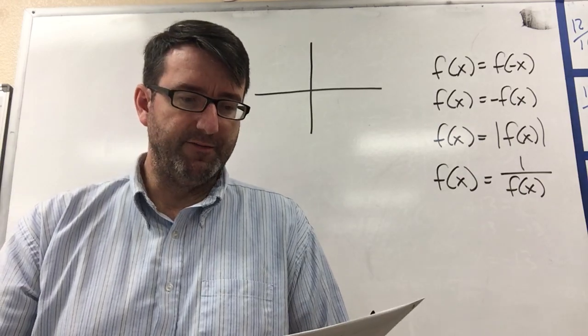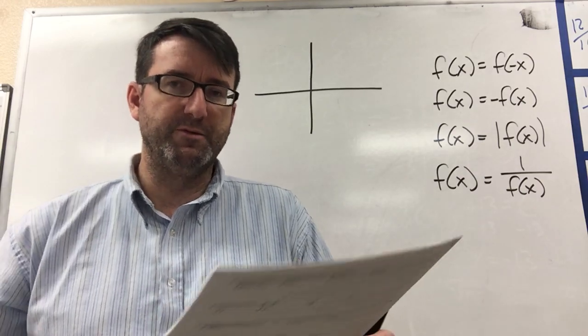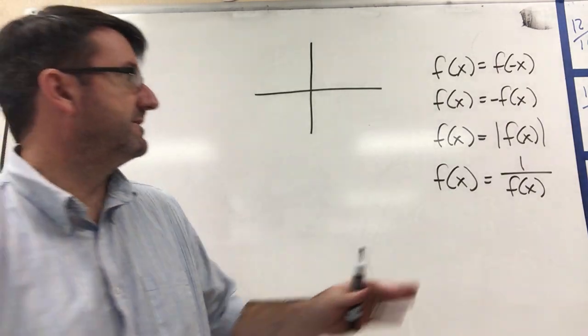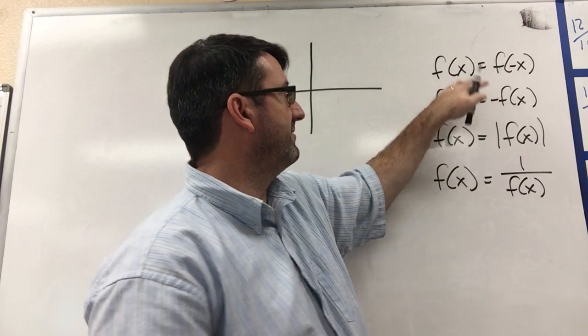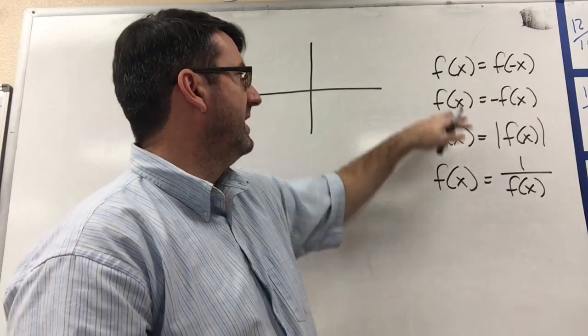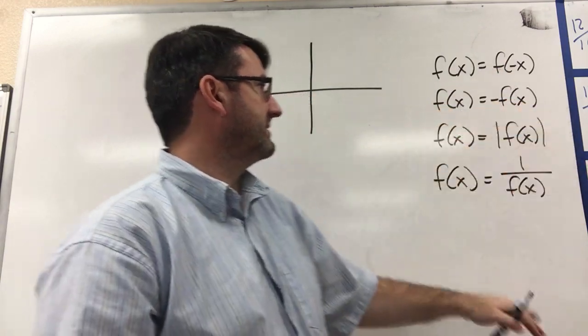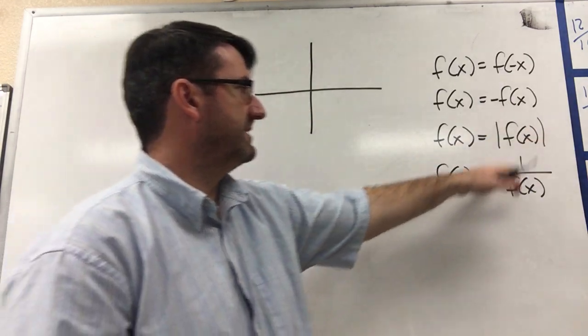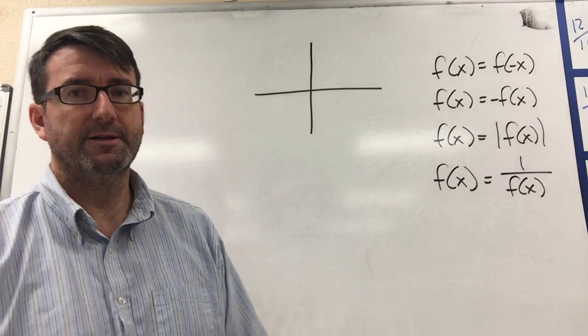All right, number 5 says, if the graph of a function is symmetric with respect to the y-axis, which of the following must be true? And then it gives us these 4 options. f(x) = f(-x), f(x) = -f(x), f(x) = the absolute value of f(x), or f(x) = 1 over f(x).